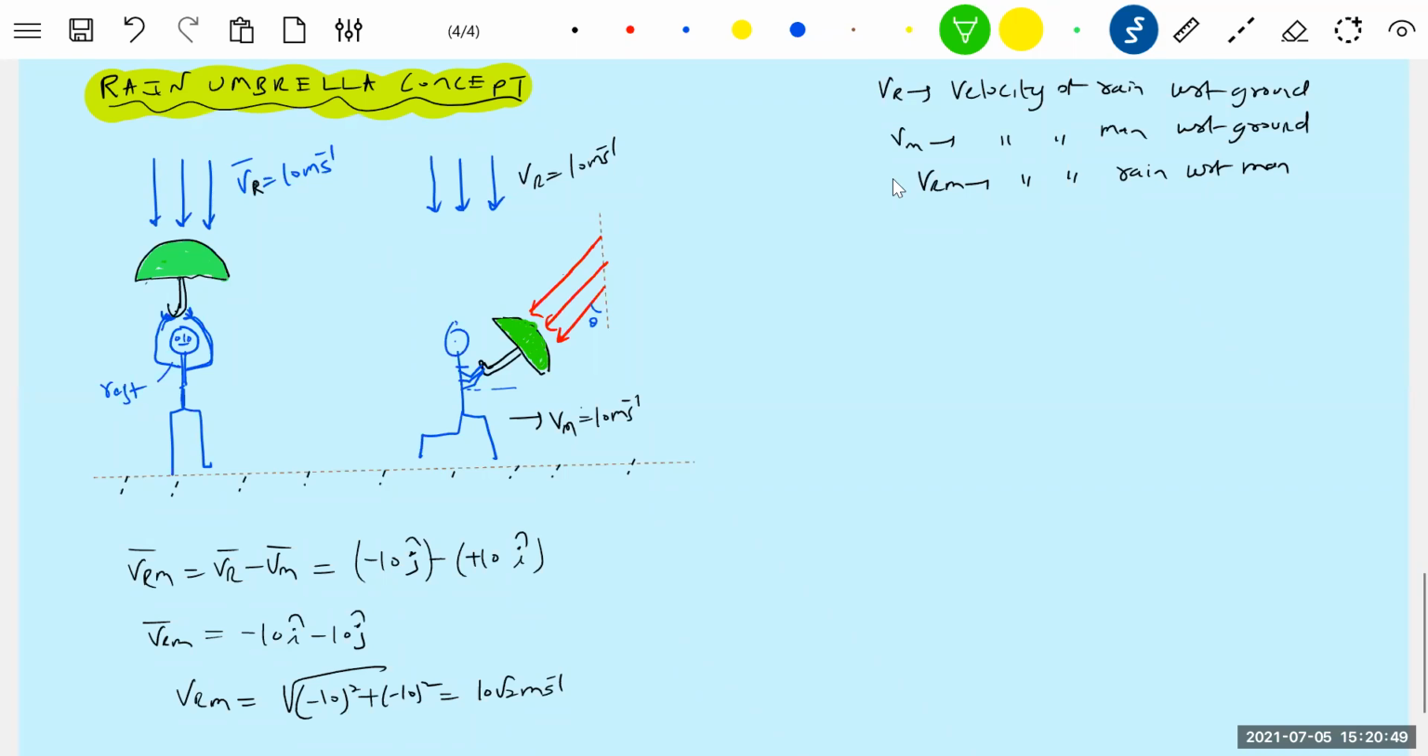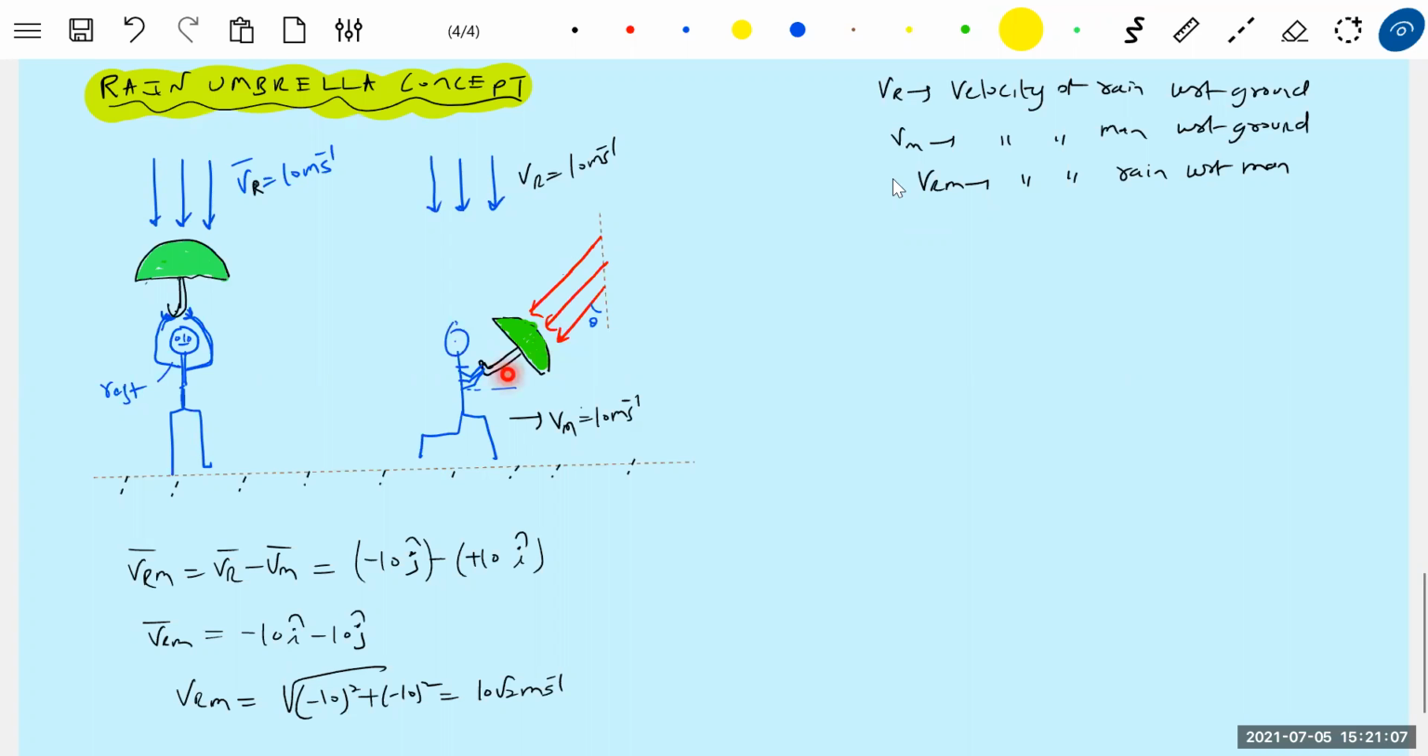Now this is very important. Sir, how come the rain is falling? It will wet. I think you are wrong, sir. No, I'm correct. There's no problem with the person holding the umbrella. The person has to hold the umbrella in this direction only. Then only you can avoid getting wet.